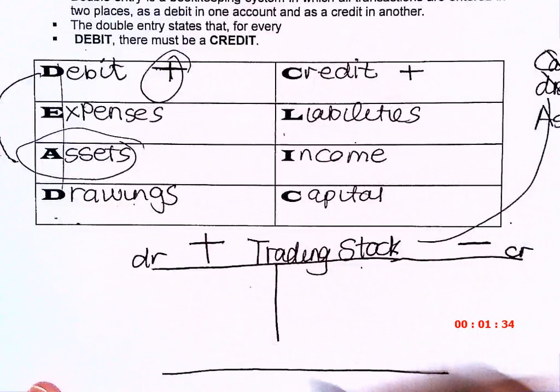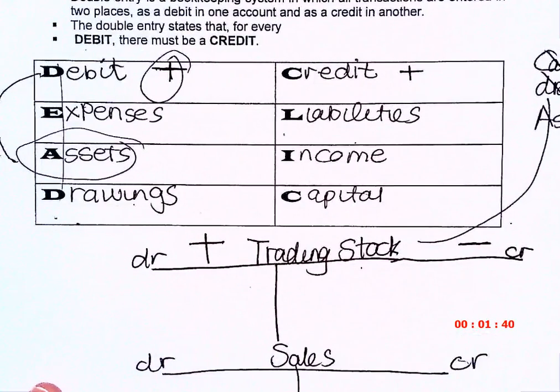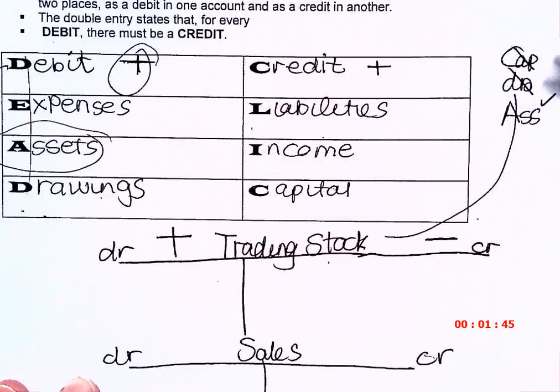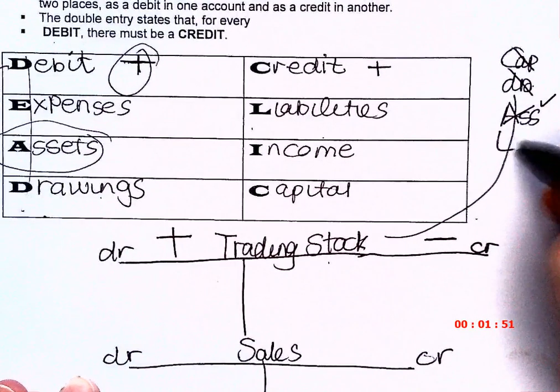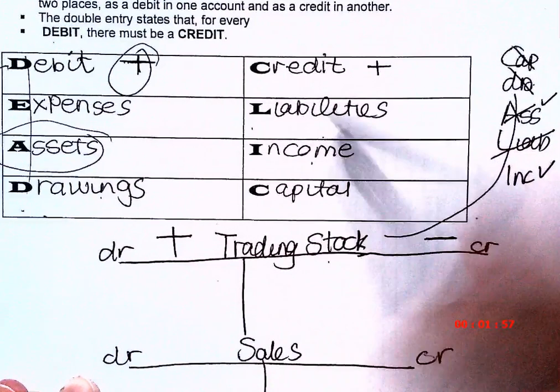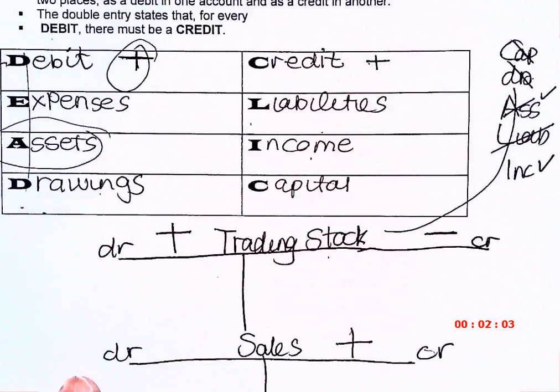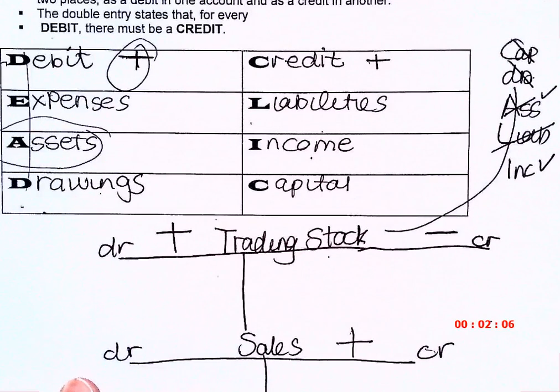Let's say I do sales. I know debit and credit never change because they mean left and right. So now I ask myself, is it a capital? No. Is it a drawings? No. Is it an asset? No. Is it a liability? No. Is it an income? Yes. An income is a credit, meaning its plus is on the credit side. Meaning, if my sales increase, I will write it on the credit side. So can you see how this is basically helping me?